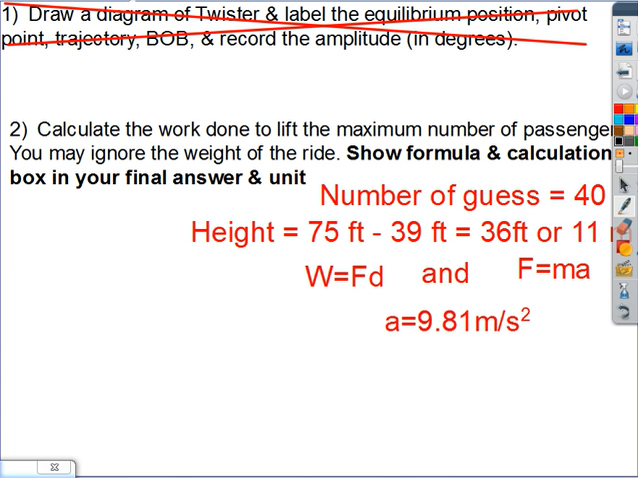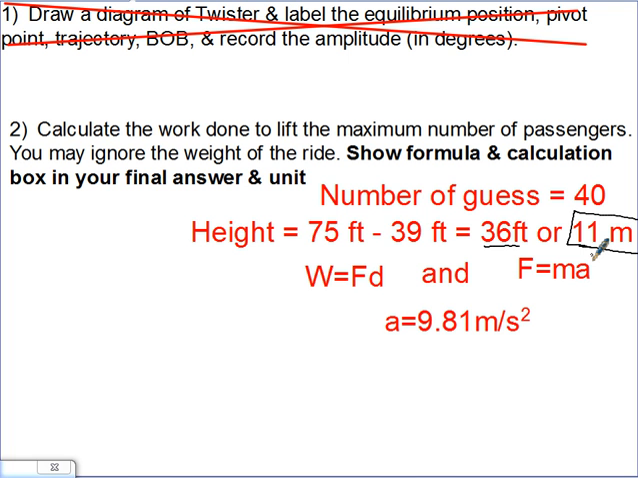Number 2, calculate the work done to lift the maximum number of passengers, ignoring the weight of the ride, and show your formula. So the number of passengers is 40 on this ride. The height that they need to lift them to is 75 feet. So 75 feet is the top, and 39 feet is where they start at the bottom, and so the actual lift is 36 feet, or 11 meters. So that's how tall they got to go.